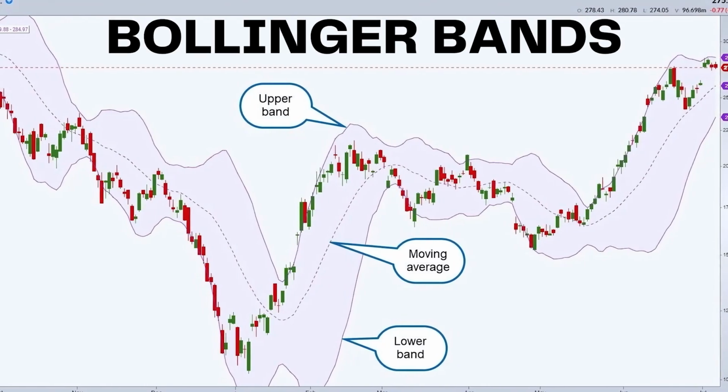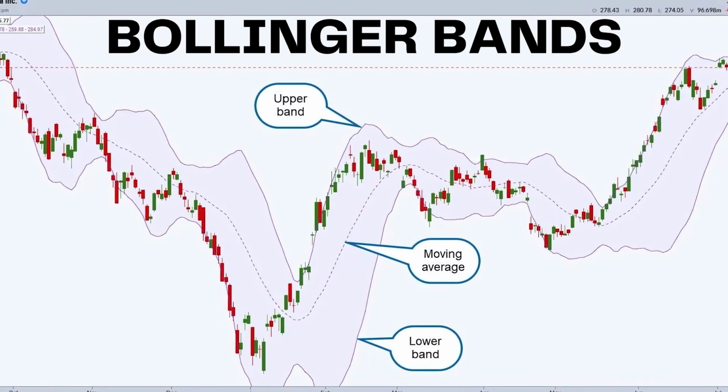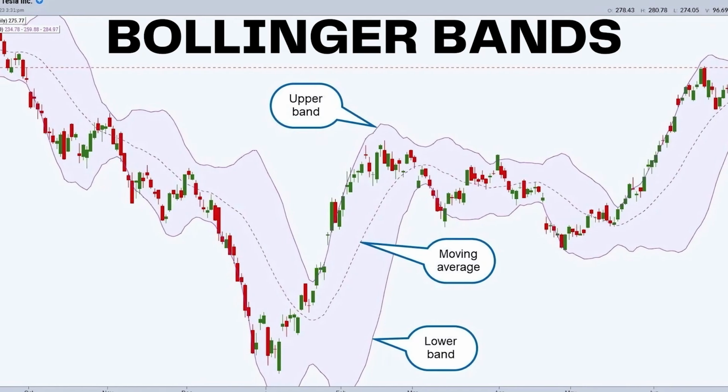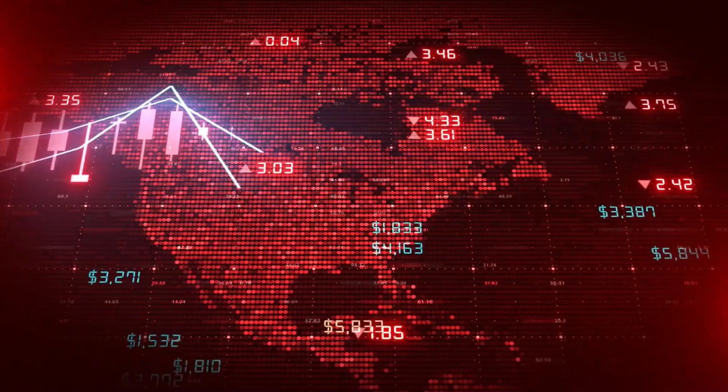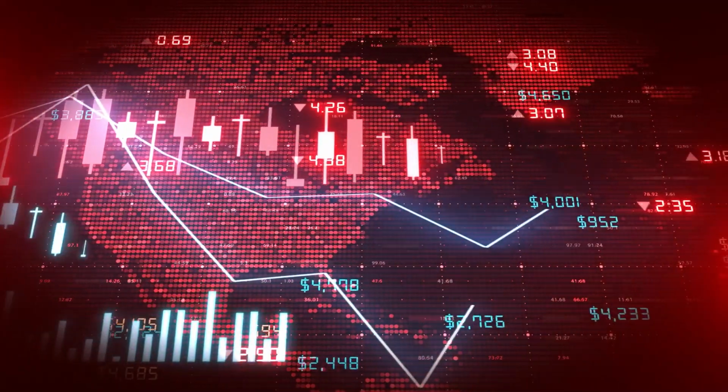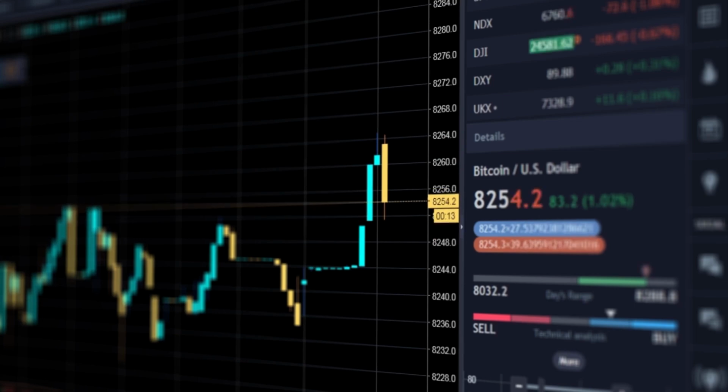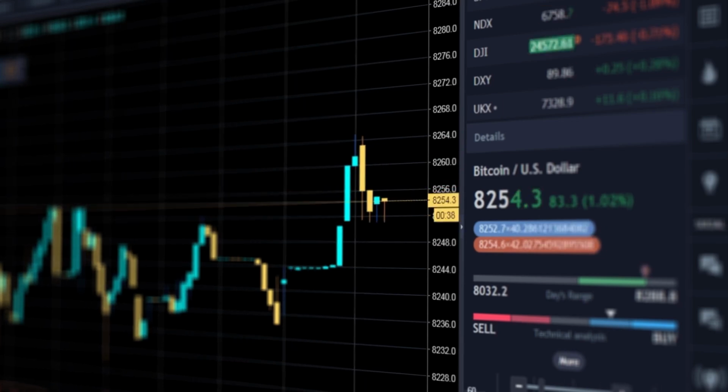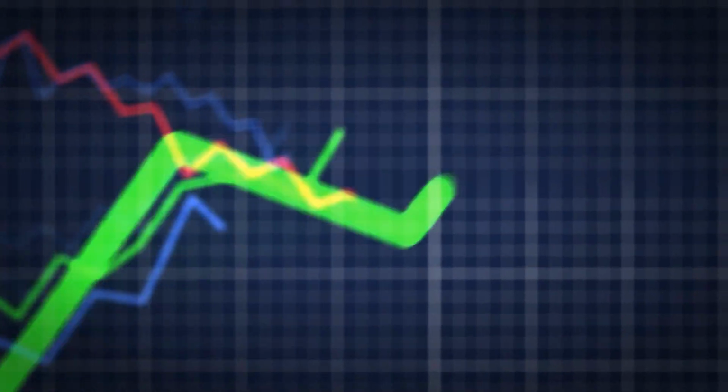Bollinger Bands consist of a middle band, a simple moving average, and two outer bands that are standard deviations away from the middle band. They help identify whether prices are high or low on a relative basis. When prices move outside the band, it may indicate periods of high volatility and potential trend reversal. Think of them as the market guardrails. There are many more indicators and tools available in technical analysis, but these four are a great starting point.